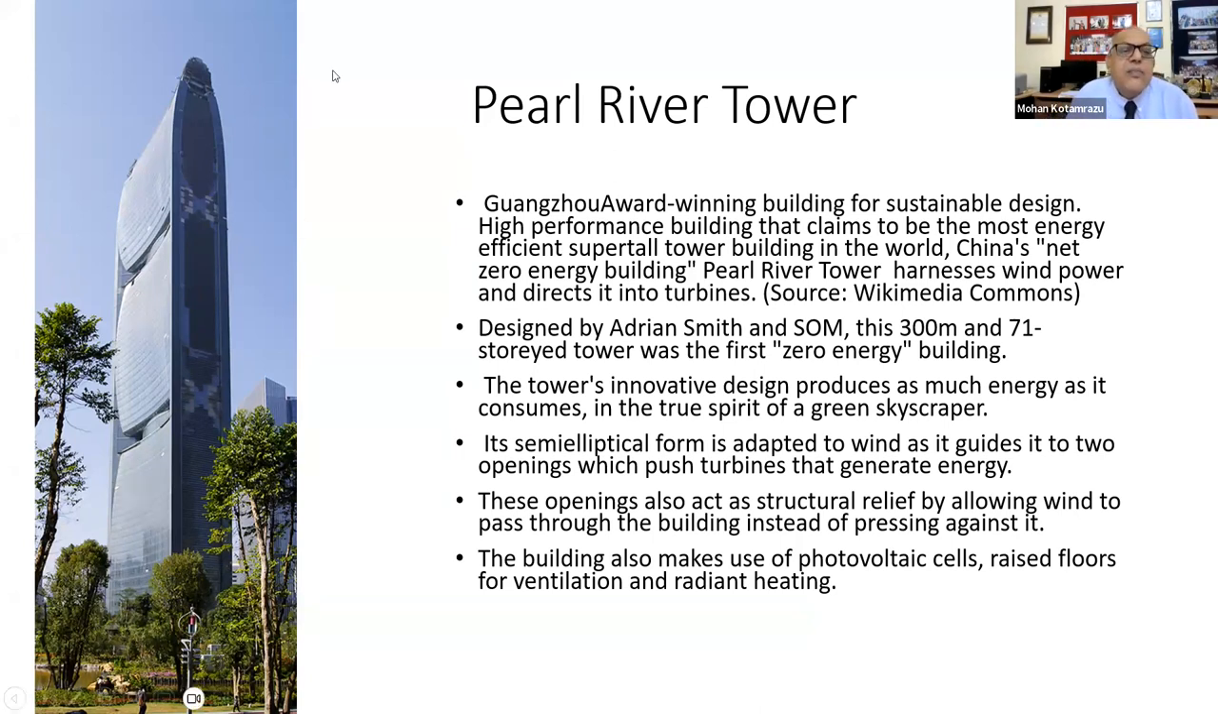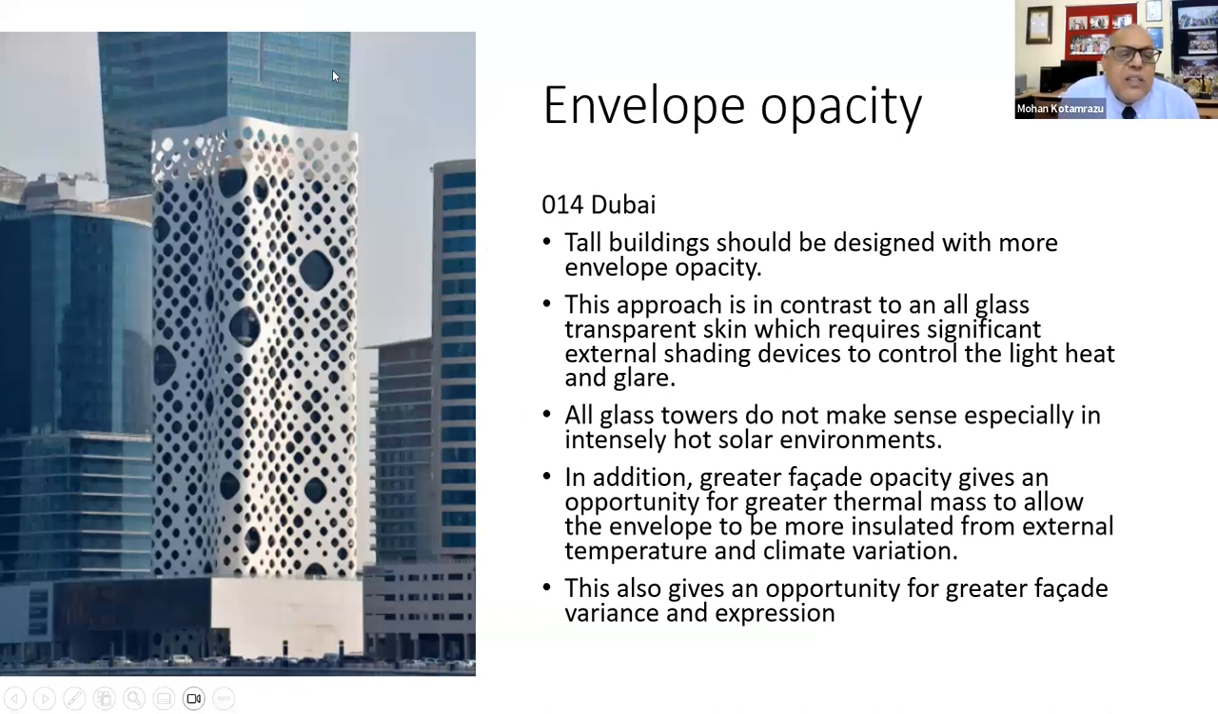Now another thing in tall buildings is how to increase the opacity. Earlier we were talking about glass surfaces. Major problem is glass surface, the greenhouse effect and all that gets heated up. So how to reduce the transparency and increase the opacity. So envelope opacity is a lot of techniques are being used to increase it.